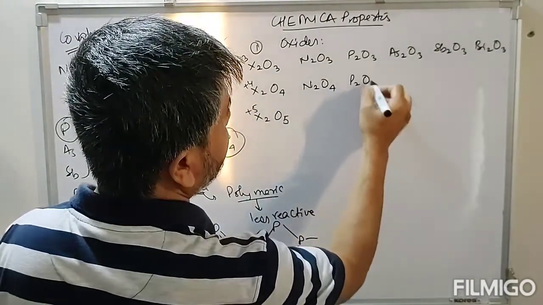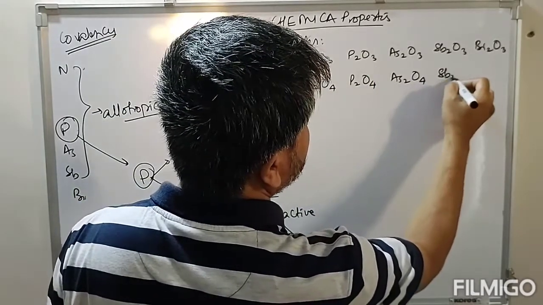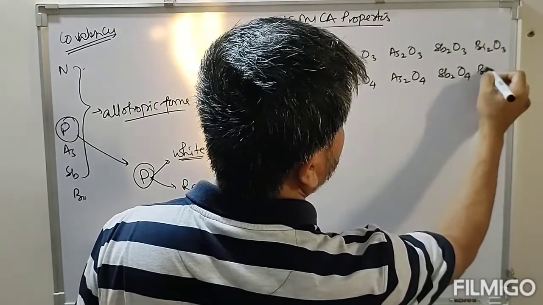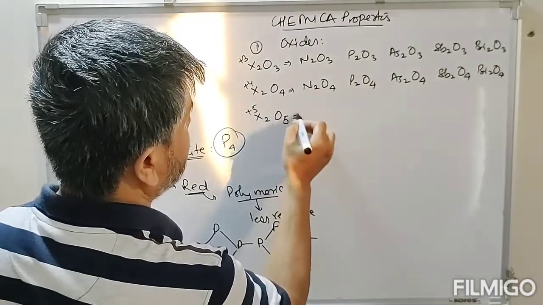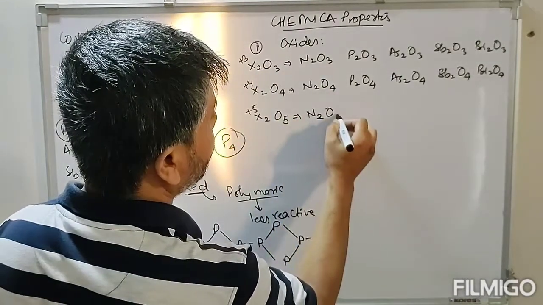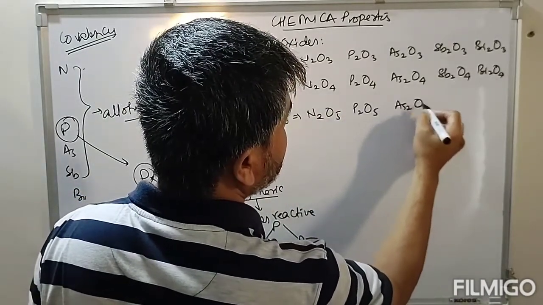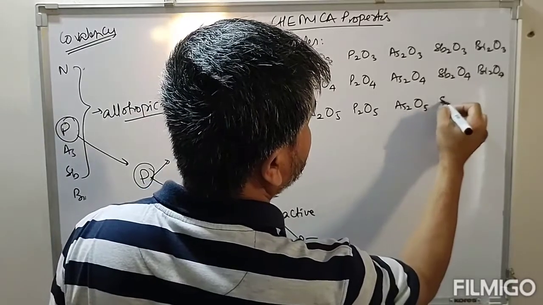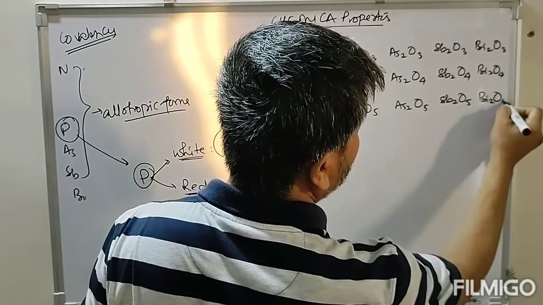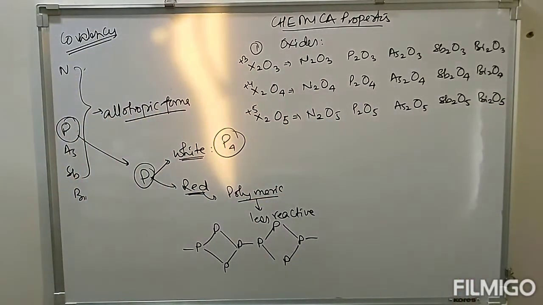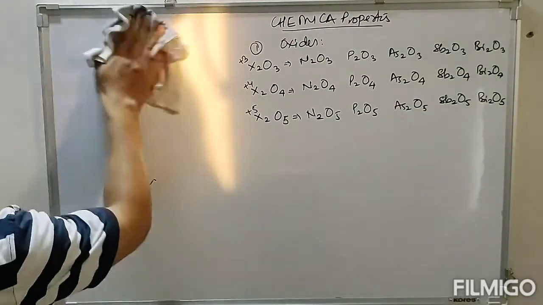E2O4 series: N2O4, P2O4, As2O4. So these are the series of oxides. Then we have N2O5, P2O5, As2O5, Sb2O5, Bi2O5. Now we'll compare the acidic strength and stability of any of these series.